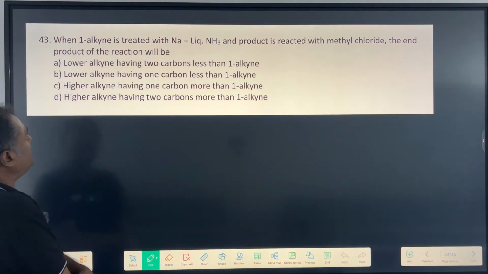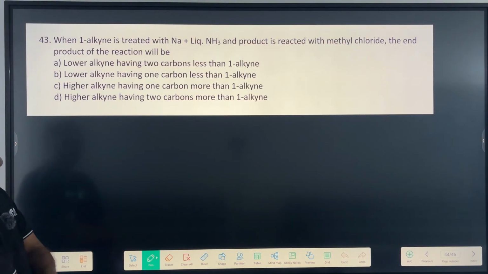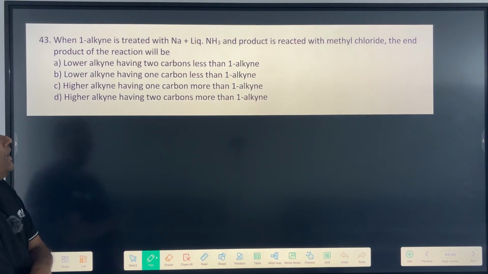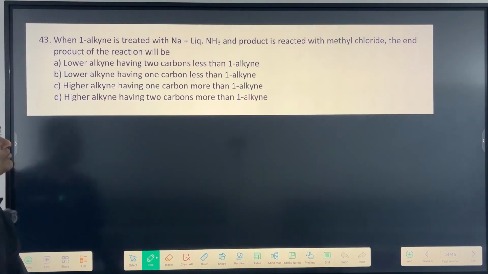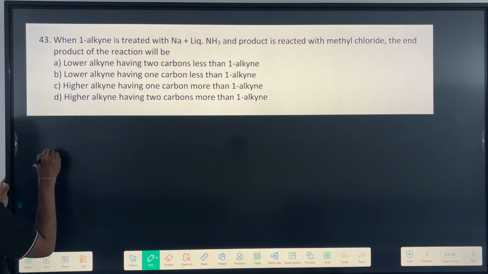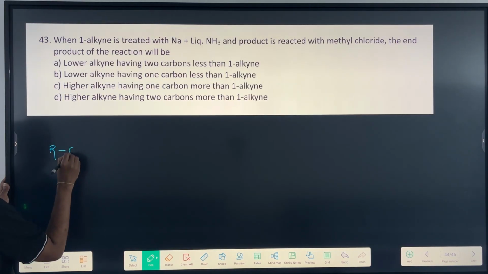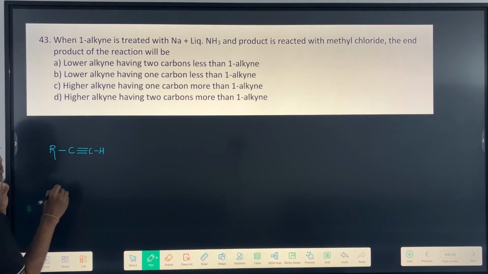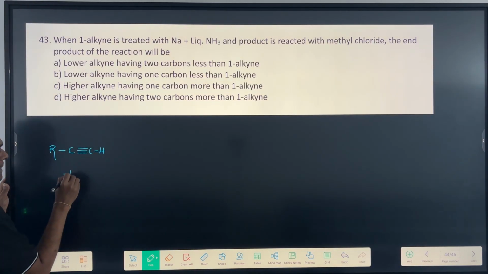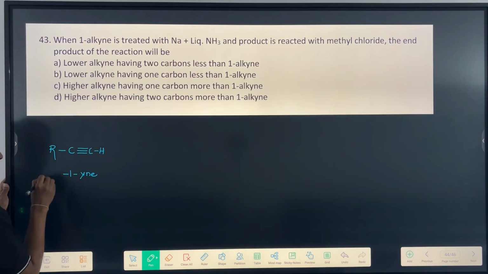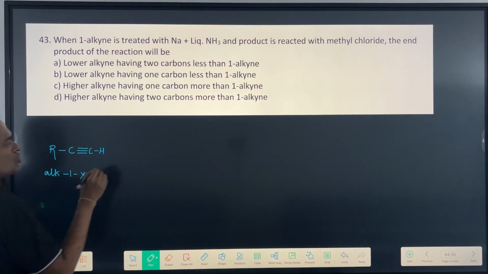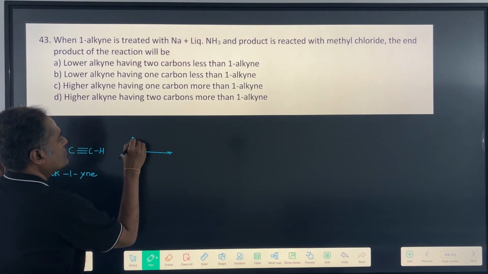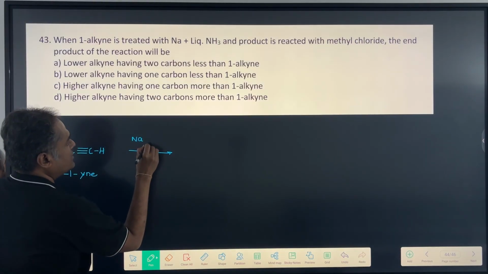What you have got on screen? When one alkyne is treated with sodium in liquid ammonia and the product is reacted with methyl chloride, the end product of reaction will be what? Now, this is one of the very common reactions. Suppose I take any alk-1-yne. Now, see, I have taken an alk-1-yne. So, this is 1-yne. Now, treat this with sodium in liquid ammonia.